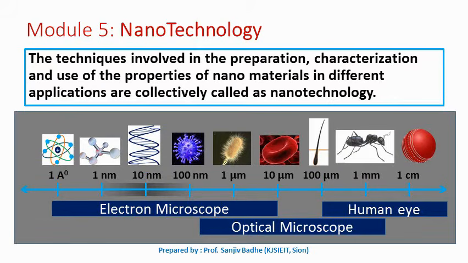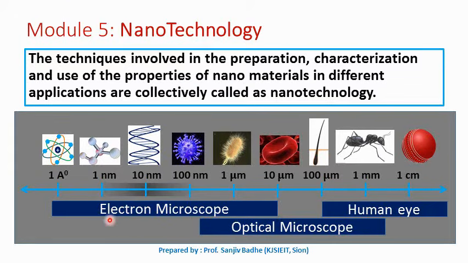To study the nanomaterials, we will need some tools and techniques that will be used for preparing the nanomaterial, for characterization of the nanomaterials and for using the properties of nanomaterials in different applications. These tools and techniques are collectively called nanotechnology. So in nanotechnology we are going to study the tools and techniques used for preparing the nanomaterials, characterization of nanomaterials and using their properties in different applications.